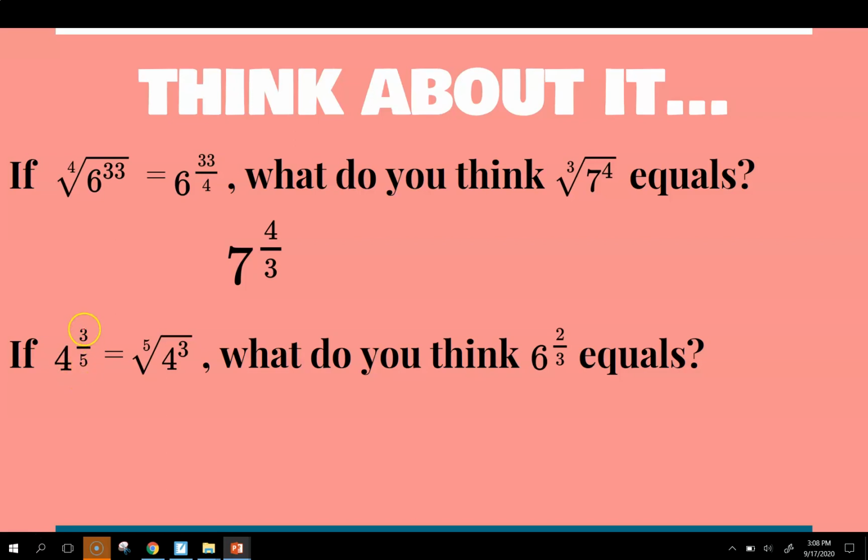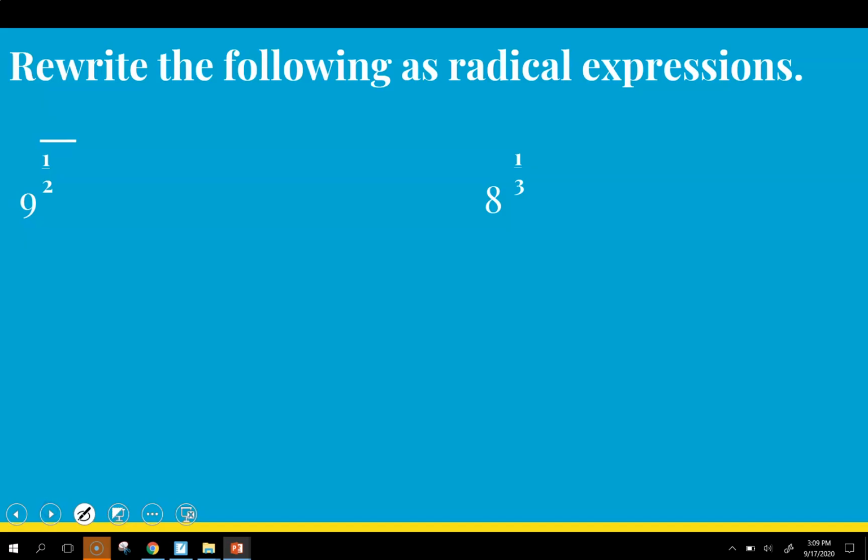All right, well, I see this fraction as an exponent. I still have my 3 and my 5. Looks like my 3 stayed as my power and my 5 became my root. So I can rewrite 6 to the 2/3, keeping 2 as my power and making 3 my root, and my base of 6 is what's under the radical. Okay, so let's rewrite following that pattern that we were just working with.